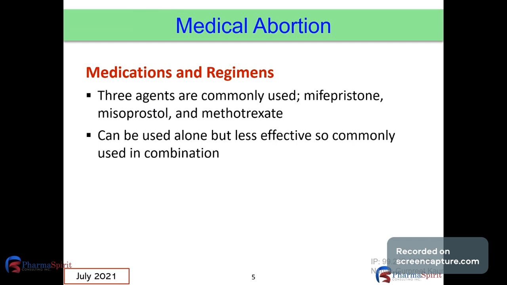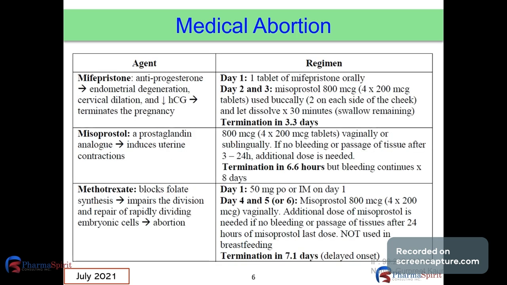Medications and regimens: we have 3 medications that we use. We have mifepristone, misoprostol, and methotrexate. They can be used alone, but less effective, so we commonly use them in combination. Here are the 3 regimens we use. I know the slide may look slightly different than what you have in the book. I just reorganized it a little bit to make it easier to follow, but it's exactly the same thing you have in the book.